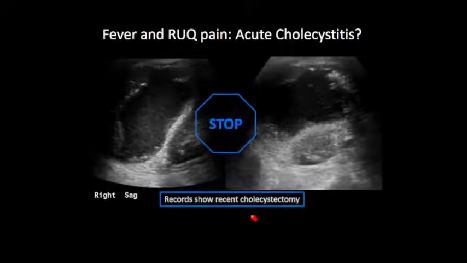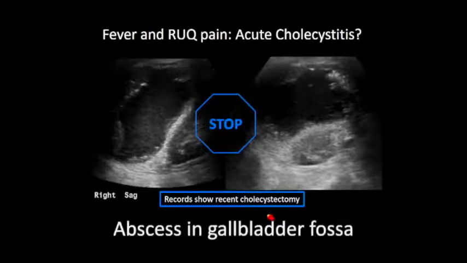except for the fact that the patient had had a recent cholecystectomy. So this was an abscess in the gallbladder fossa. Certainly important to know, but you would look pretty silly if you said it was the gallbladder.